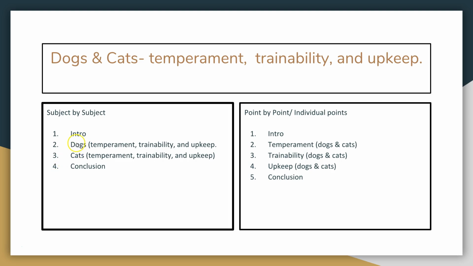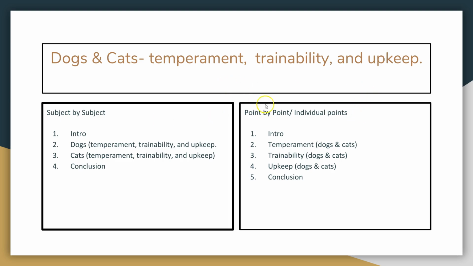So then the second paragraph in the subject by subject, you are only going to talk about dogs. You're going to talk about dogs' temperament, their trainability, and their upkeep. In the next paragraph, you are only going to talk about the subject of cats. You're going to talk about their temperament, trainability, and upkeep. And then at the end, you're going to have a lovely concluding paragraph.